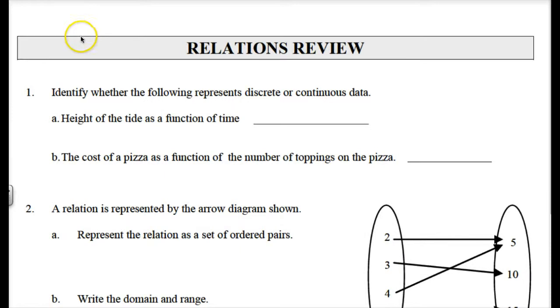Okay, relations review. So I thought I'd go through this with you in case you want to check how the answers came about. We'll post the PDF of these answers, but this is the how.